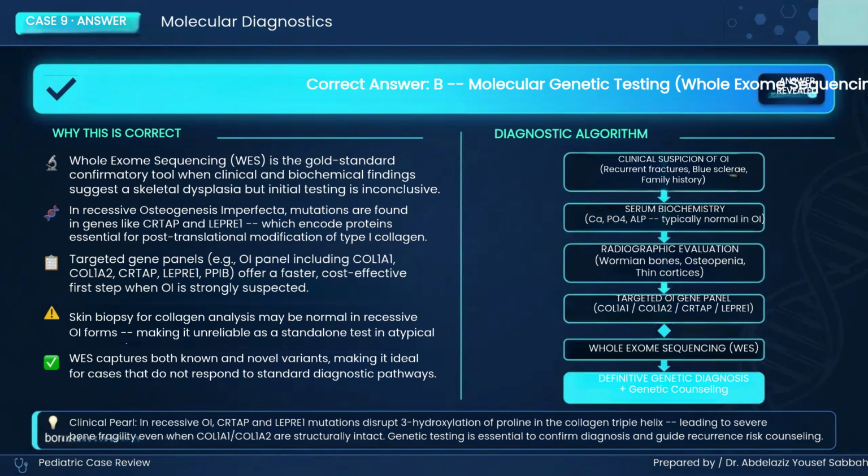strongly suspected. Skin biopsy for collagen analysis may be normal in recessive osteogenesis imperfecta forms, making it unreliable as a standalone test in atypical presentations. Whole exome sequencing captures both known and novel variants, making it ideal for cases that do not respond to standard diagnostic pathways. In recessive osteogenesis imperfecta, CRTAP and LEPRE1 mutations disrupt 3-hydroxylation of proline in the collagen triple helix, causing severe bone fragility even when COL1A1 and COL1A2 are structurally intact.